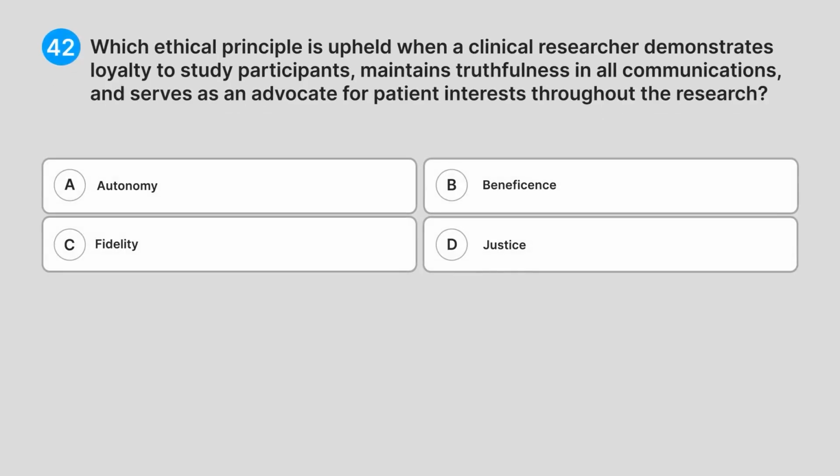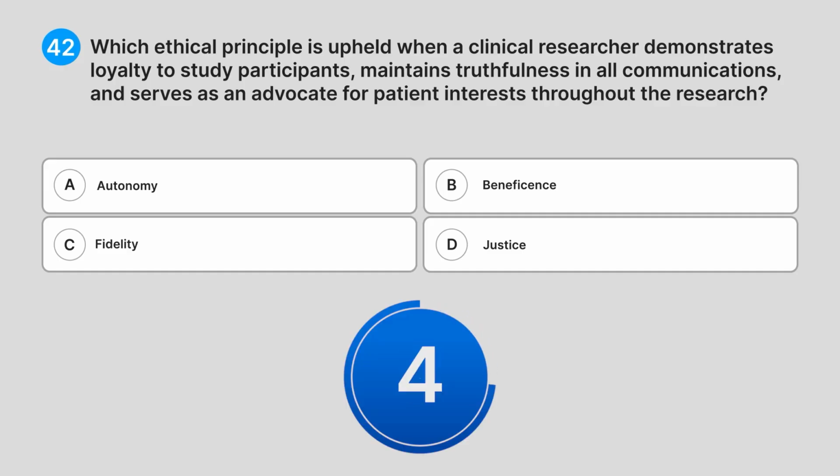42. Which ethical principle is upheld when a clinical researcher demonstrates loyalty to study participants, maintains truthfulness in all communications, and serves as an advocate for patient interest throughout the research? A. Autonomy. B. Beneficence. C. Fidelity. D. Justice. Do you know the answer?